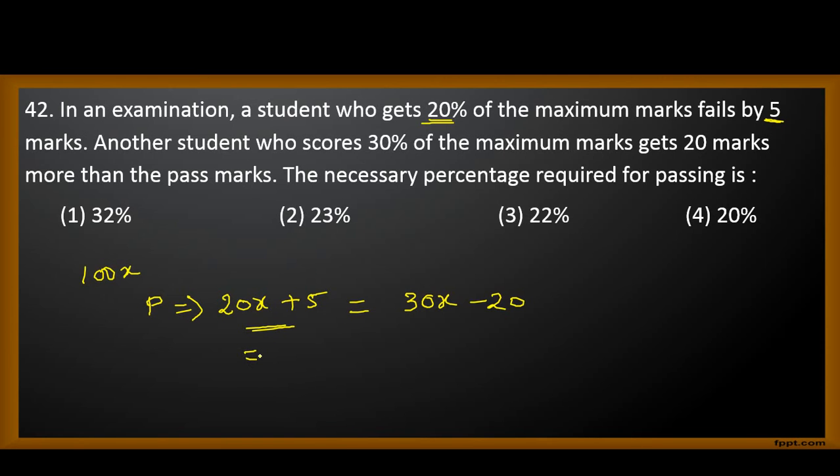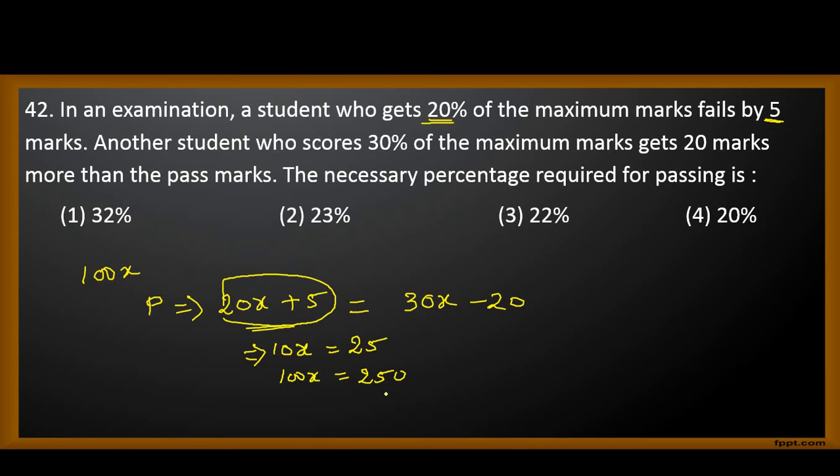On simplification, you get 10x is equal to 25. Okay, and the total marks, 100x, is equal to 250. Now what is the pass mark? You can substitute here or here.